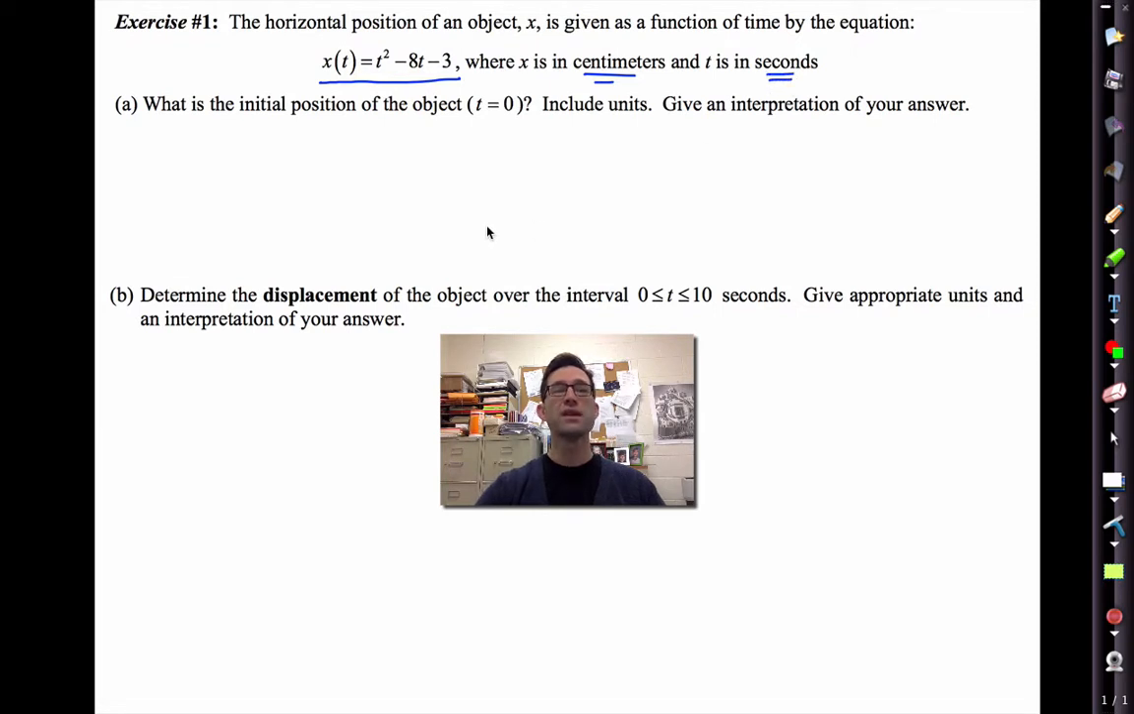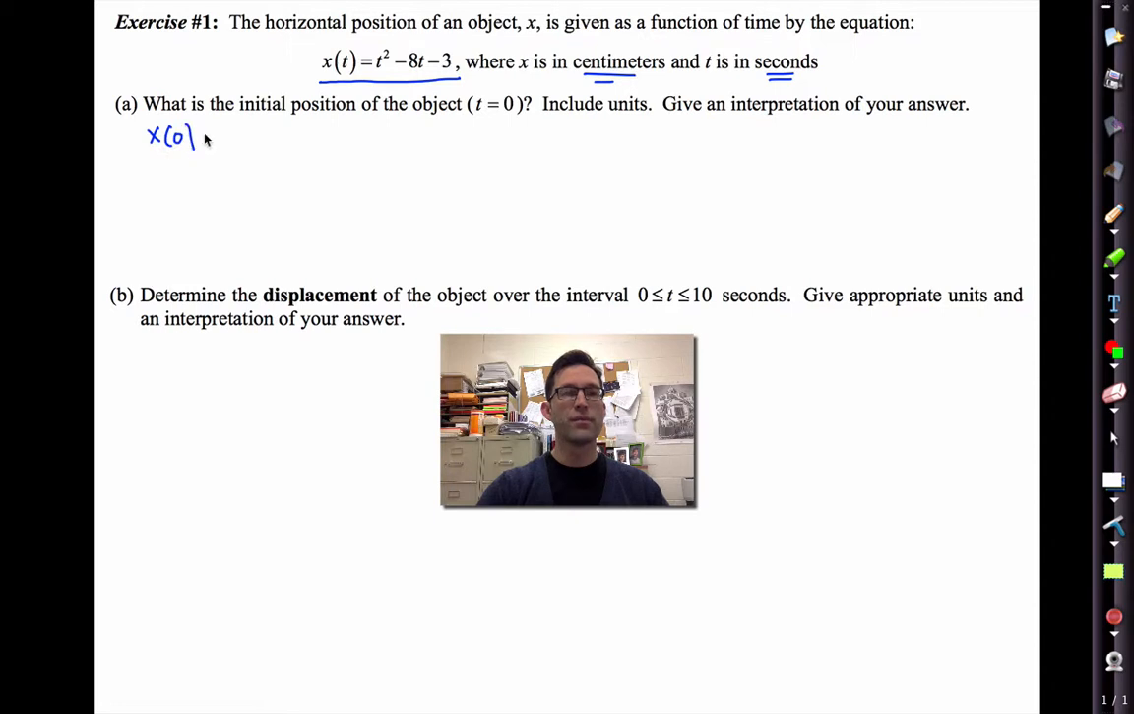What is the initial position of the object at t equals 0? Include units, give an interpretation of your answer. Pause the video right now. You can figure out what x of 0 is, and then think about what it means. All right, let's take a look. Should be easy, right? Very simple calculation.